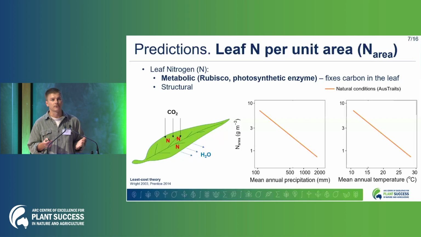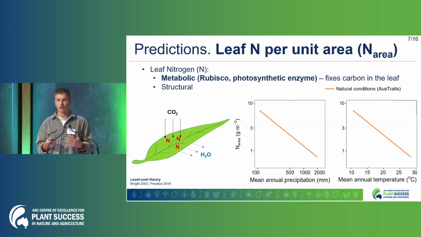So we expect higher leaf nitrogen at drier sites because more rubisco increases the carboxylation capacity, which means more carbon can be fixed for a given amount of water lost via transpiration. So essentially it reduces the water costs for a given carbon gain.